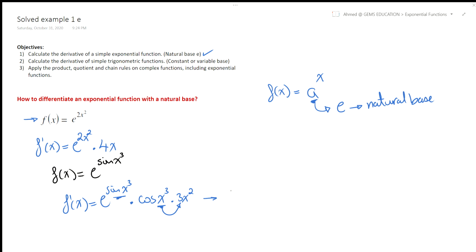So then f dash of x, or f prime of x, will be 3x squared multiplied by e power sine x to the power of 3 multiplied by cosine x to the power of 3. And that's it. Now try it yourself.